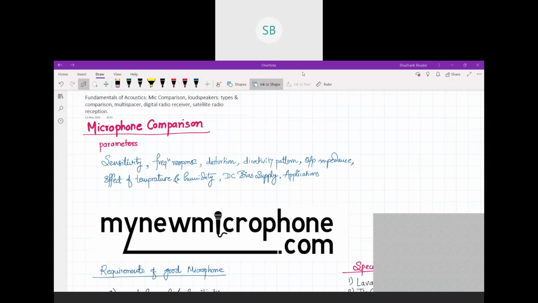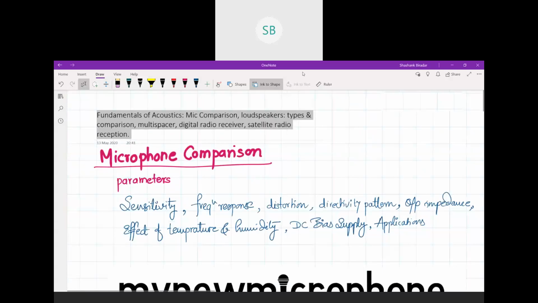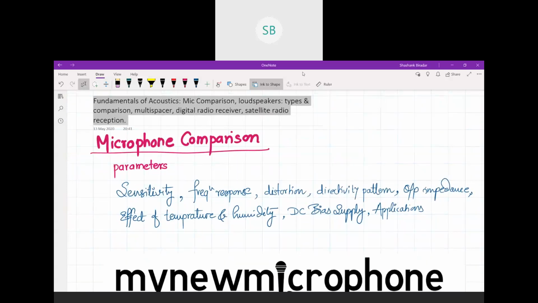So today we will be looking at the microphone comparison, because yesterday we have seen the various types of microphones. Okay, so today we will have a quick review of the comparison of the microphones. Okay, so basically, on which factors are you going to compare the microphones, right?